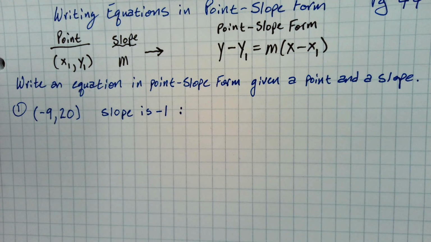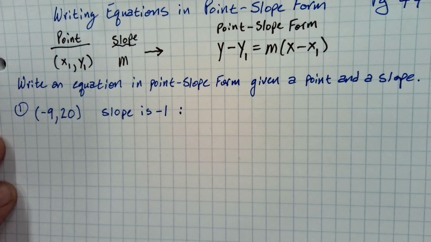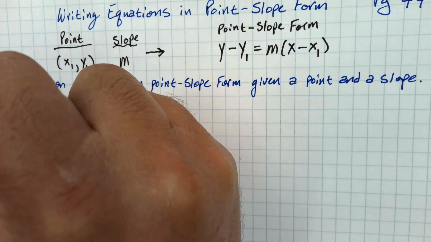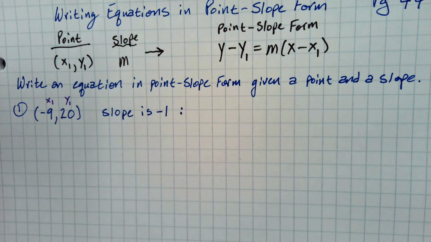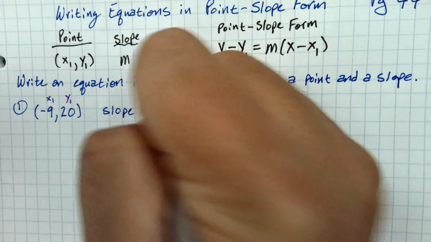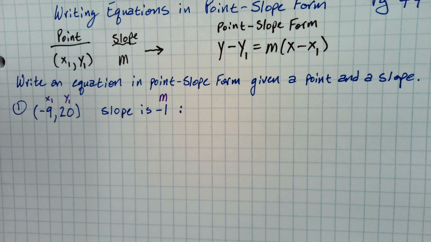So we basically have everything we need. We need a point, and we have an x1 and a y1 right here. We need a slope, and there it is. This is the value for m. So everything we need is there.